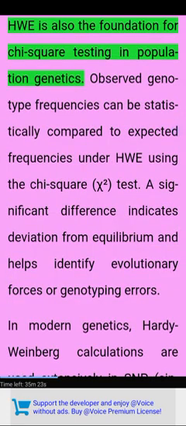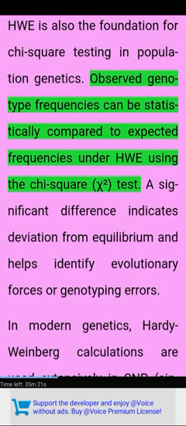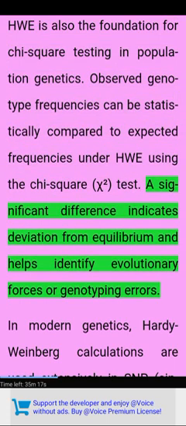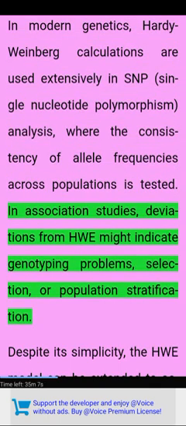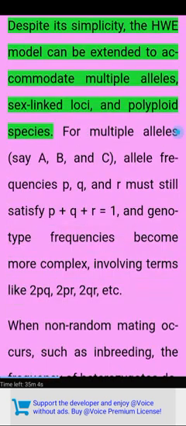HWE is also the foundation for chi-square testing in population genetics. Observed genotype frequencies can be statistically compared to expected frequencies under HWE using the chi-square test. A significant difference indicates deviation from equilibrium and helps identify evolutionary forces or genotyping errors. In modern genetics, Hardy-Weinberg calculations are used extensively in SNP (single nucleotide polymorphism) analysis, where the consistency of allele frequencies across populations is tested. In association studies, deviations from HWE might indicate genotyping problems, selection, or population stratification.